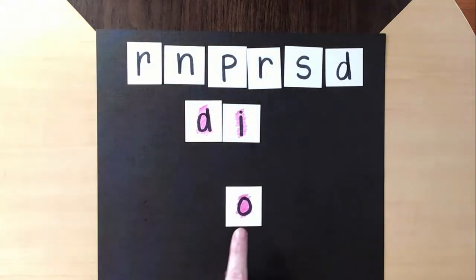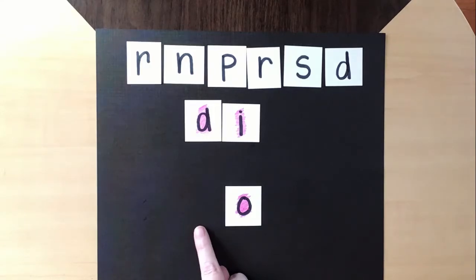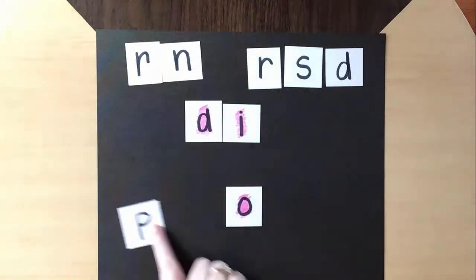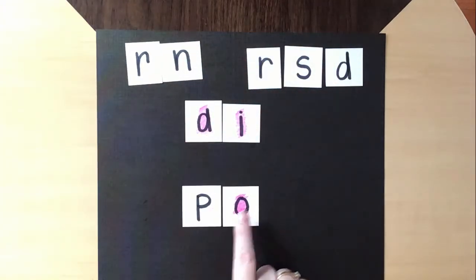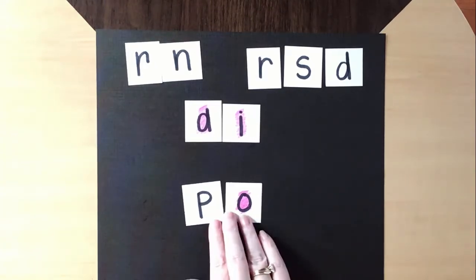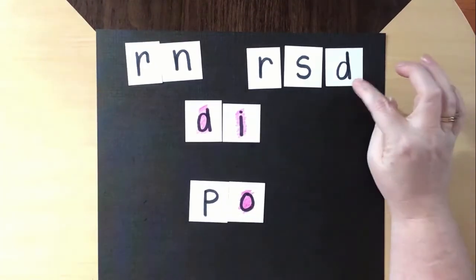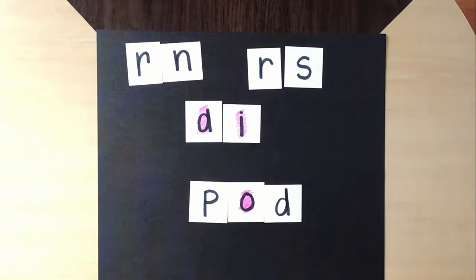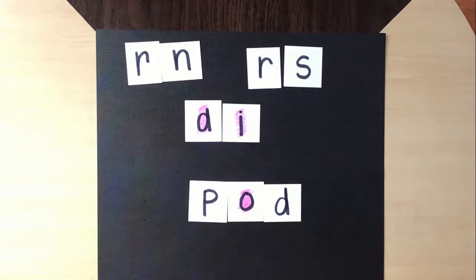Aw. What is the first sound you hear in pod? If you said p, find it and pull it down. P. And what is the last sound you hear in pod? Pod. If you said d, great job, pull it down. Let's go ahead and point to each letter and make the sound, and then read it so we can read the word.